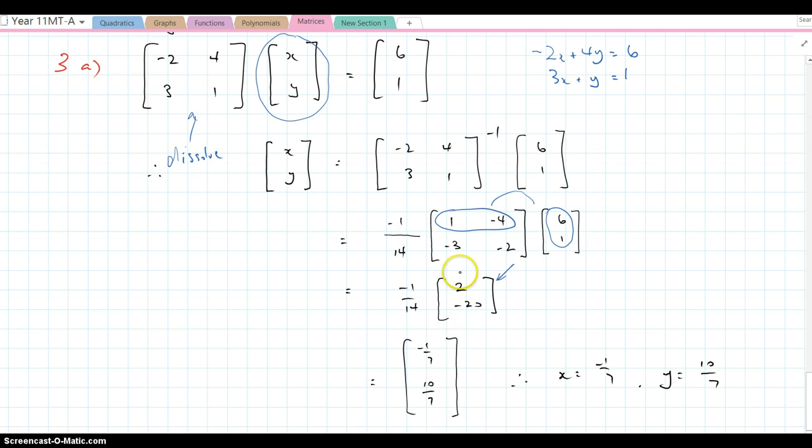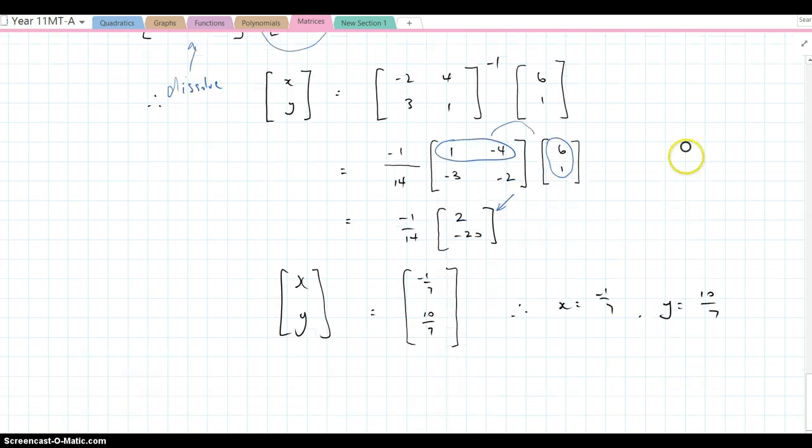So therefore, remember this side of the equation, we've just got xy. So we've solved xy, and we've got x equals -1/7, y equals 10/7, and we've written that out down there. Okay, so that's the process.